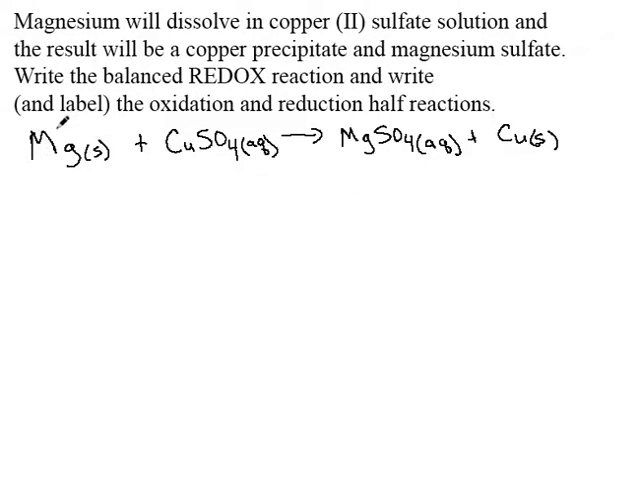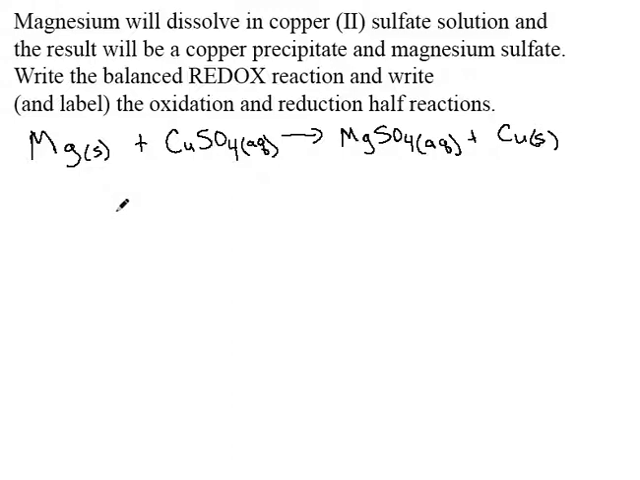We know that magnesium, because it's a group 2 metal, forms a 2+ ion. Copper 2 is a 2+ because it's copper 2. Sulfate is a 2-. So the 2+ of the magnesium and the 2- of the sulfate are balanced out, and we get solid copper as our other product. So this is a 1-to-1 to 1-to-1 reaction, which makes it quite easy for us to write this balanced reaction.